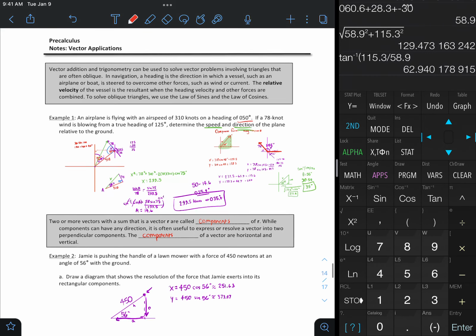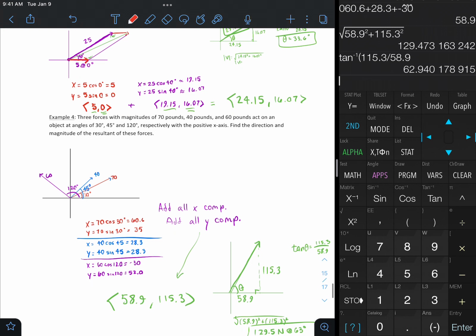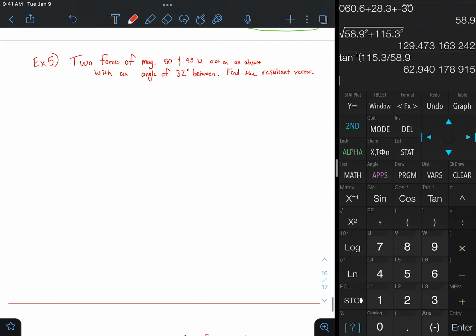You can really work in both ways there. The only thing is with 3 vectors, I would definitely do component form. I would stay away from trying to do the triangles there on that. So let's end here with this one here. It's a good one to end with.